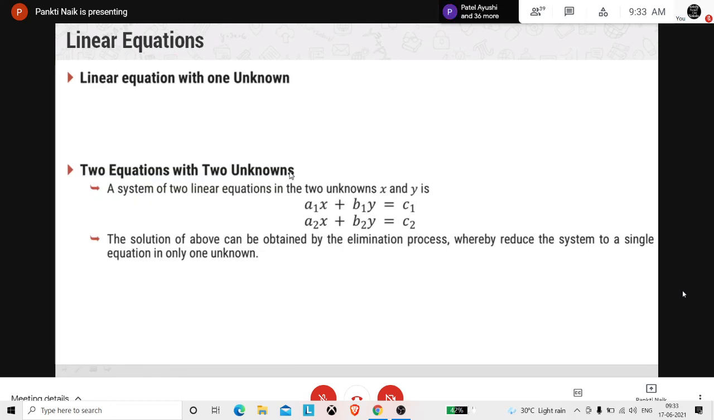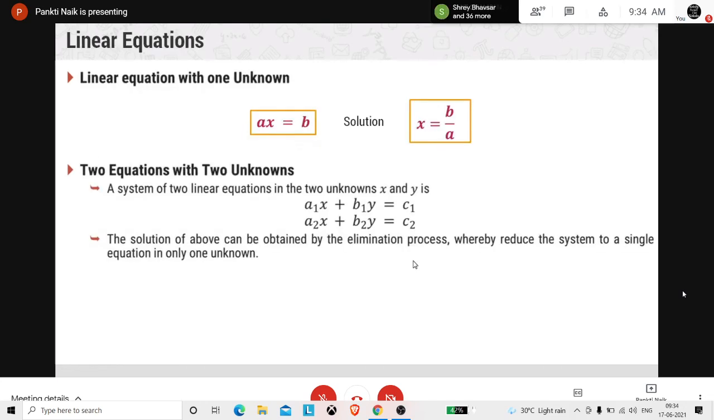Now linear equations with one unknown: ax is equal to b, right? So for the solution, here you know the value of a and the value of b, but you don't know the value of x. So you can find the solution like this: x is equal to b by a, right?